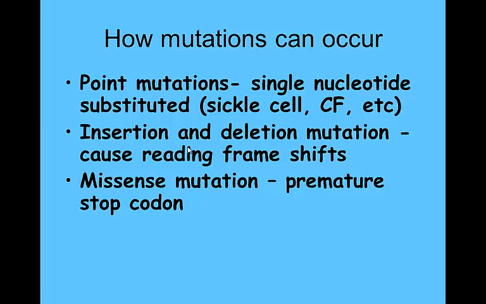We can describe mutations as being point mutations, where a single nucleotide is substituted, and again, sickle cell and cystic fibrosis are diseases where we've found a single nucleotide changing and causing a disease. Insertion and deletion mutations can cause changes in the way you read a protein, and a nonsense mutation causes a protein to stop being produced.